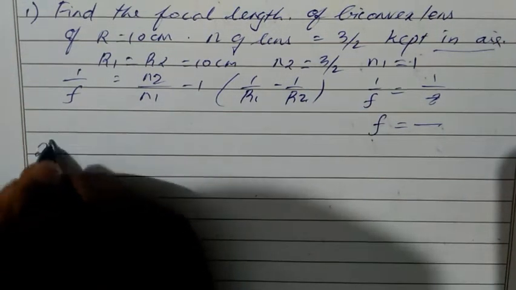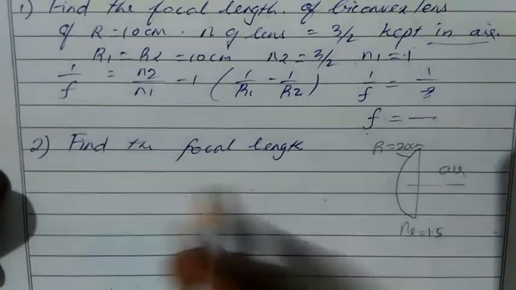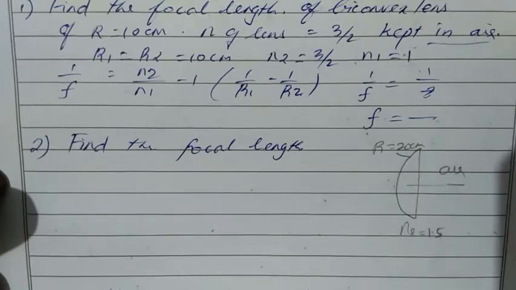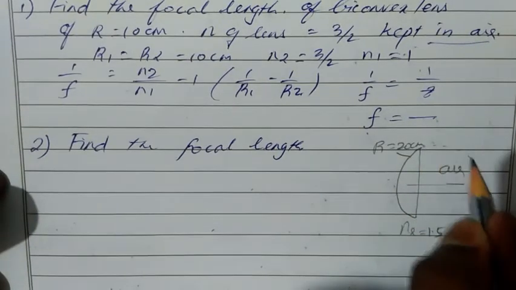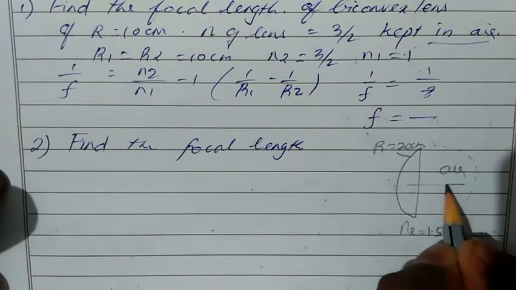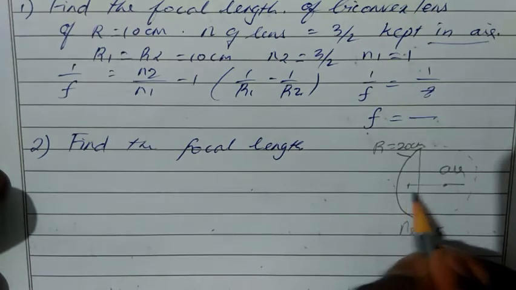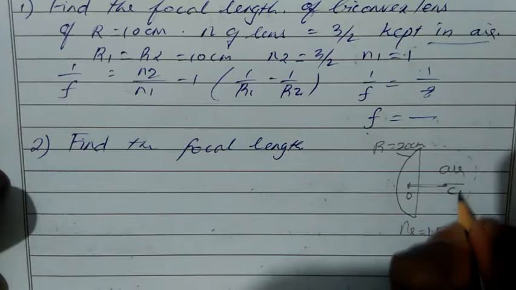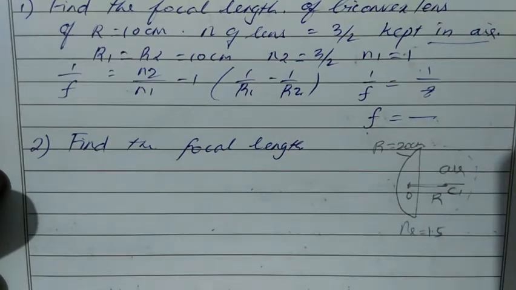Then the next question, find the focal length. So this is a plano convex lens. Here if we complete the circle, then we have the center of curvature somewhere here. Here we have the optical center. So this distance is taken as r. We have to calculate the focal length.